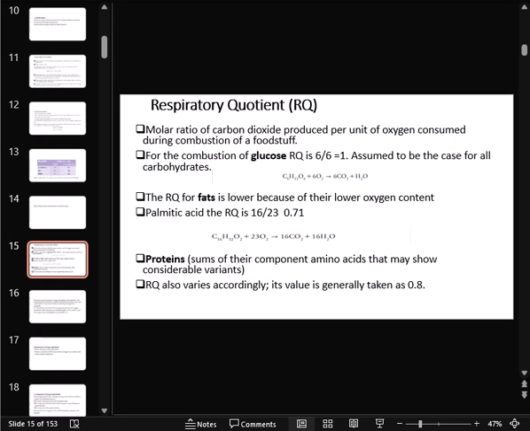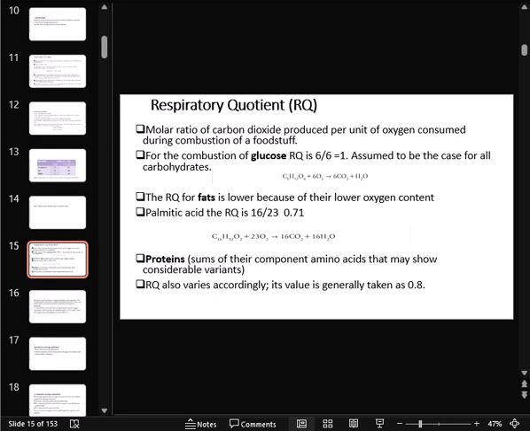For carbohydrates, we've gotten an example of glucose, and when you do a balanced reaction, you're going to see that the ratio is 6 to 6, which already gives you 1. So the respiratory quotient of carbohydrates in general is basically 1. For fats, they've gotten an example of palmitic acid, and they balance it and do the ratio, and overall it gives us 0.71. That is taken to be the respiratory quotient for all fats, which is 0.71.